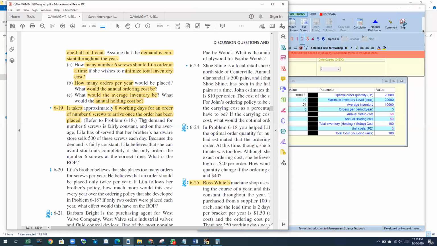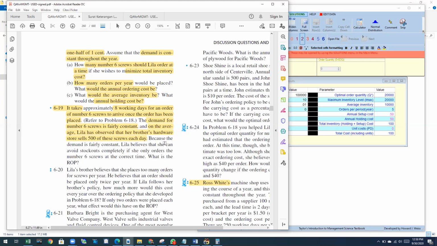And then the demand for the screw is fairly constant. So the demand is constant. Okay, and it said on the average, Lila has observed that her brother's hardware store sells 500 of these screws each day. So the demand for the screw every day is 500. The demand for these is fairly constant.